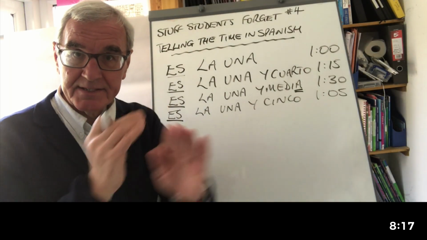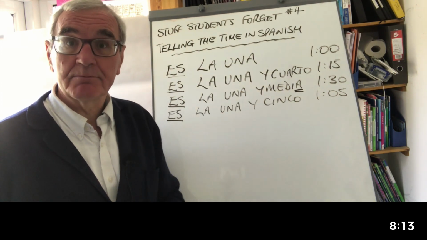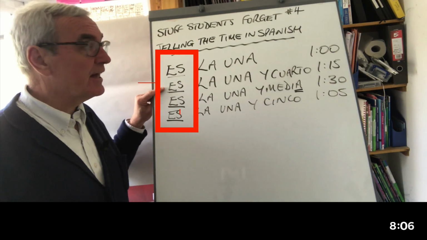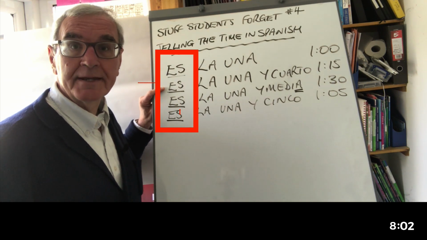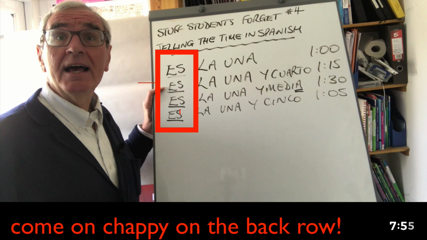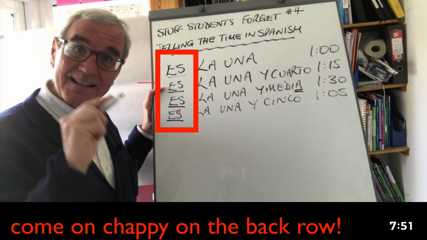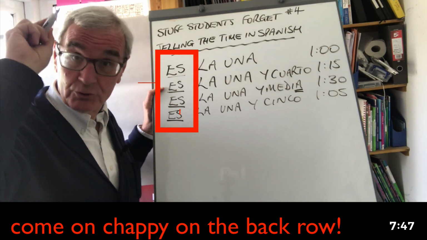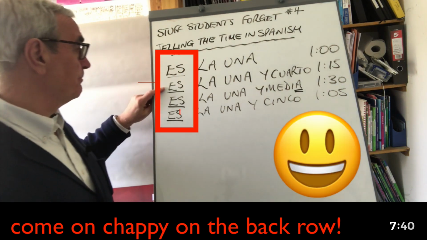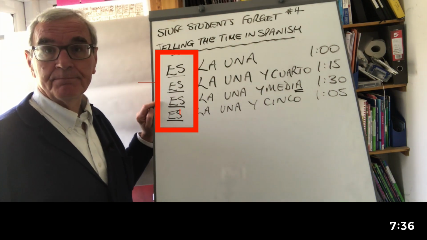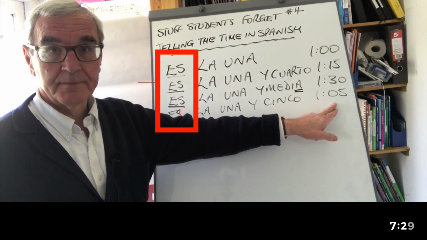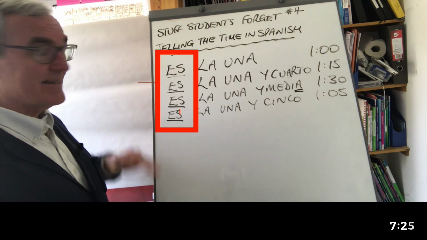So why don't you just repeat these? I'm going to say them once, and then it might be nice if you repeat them again. So let's go. 3, 2, 1, vámonos. Es la 1. Muy bien. Es la 1:15. Muy bien. Except for the chappie on the back row there, right at the back of the internet, you said es la 1:04. No, hombre, no. Es la 1:15. Tú, individualmente, tú repite. Brilliant. From right at the back of the internet. Estupendo. Next one. Es la 1:30. Es la 1:05. So all of these are using es.